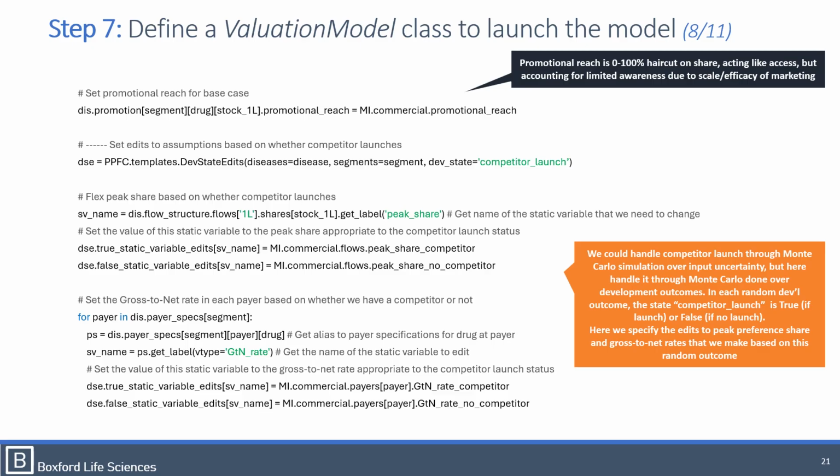We then do the same thing for the gross to net rate, where we go through each one of the pairs and extract the location of the pair specifications. We see what's the name of the static variable that's used in that template to define the gross to net rate. And we're going to do the same thing. When competitor launch is equal to true, we're going to make the edit to change that variable to the value that we have when we have a competitor. And when competitor launch is equal to false, we're going to use the value that's appropriate when we don't have a competitor.